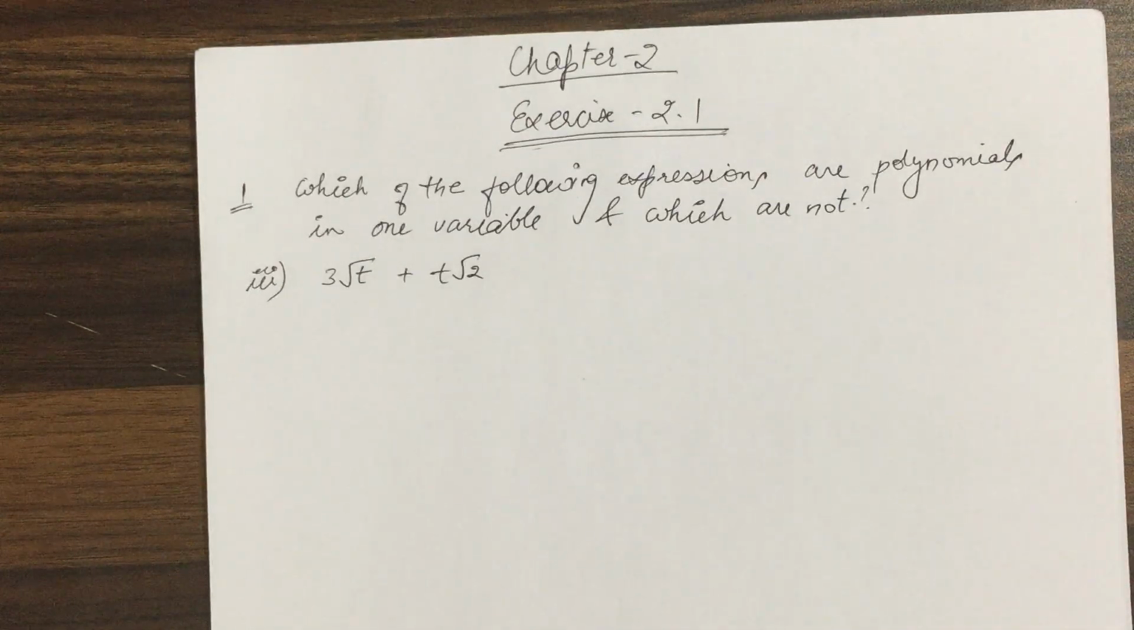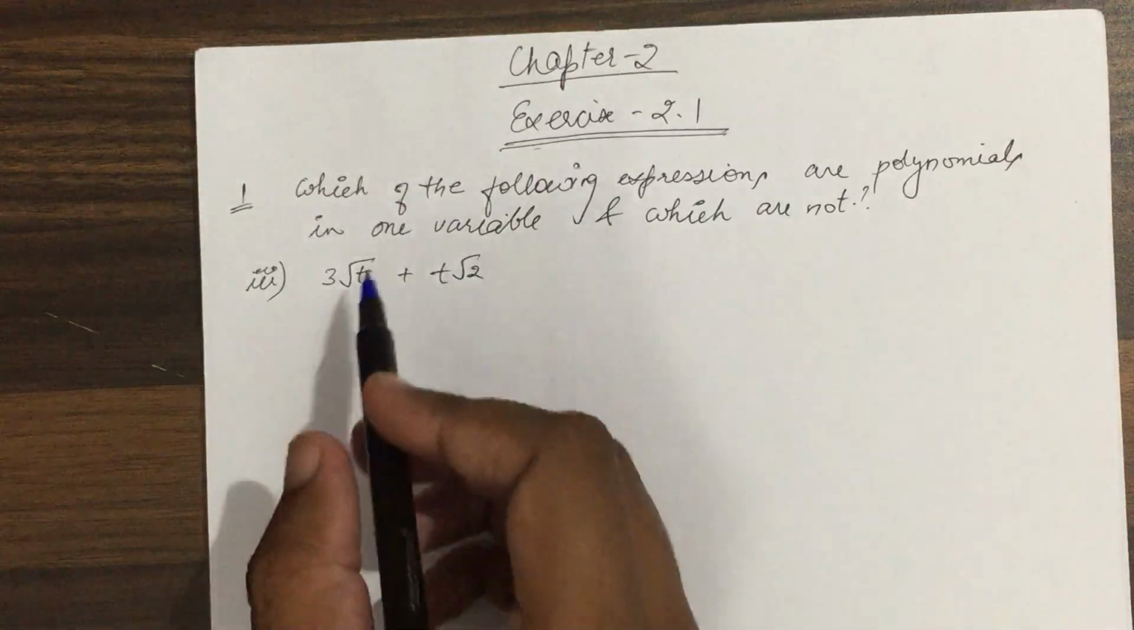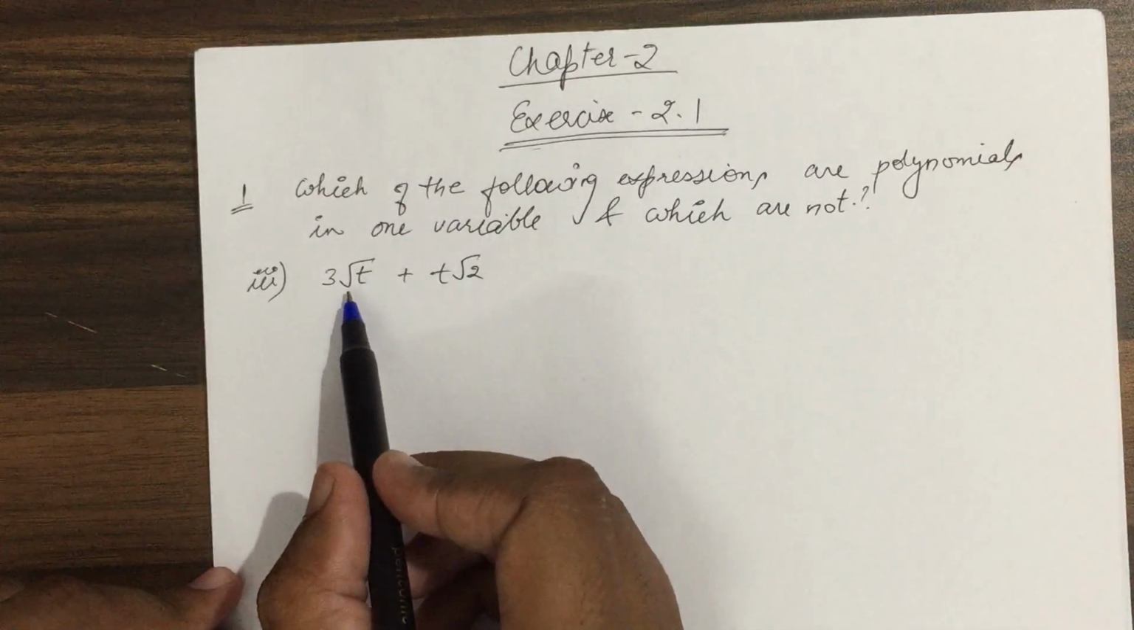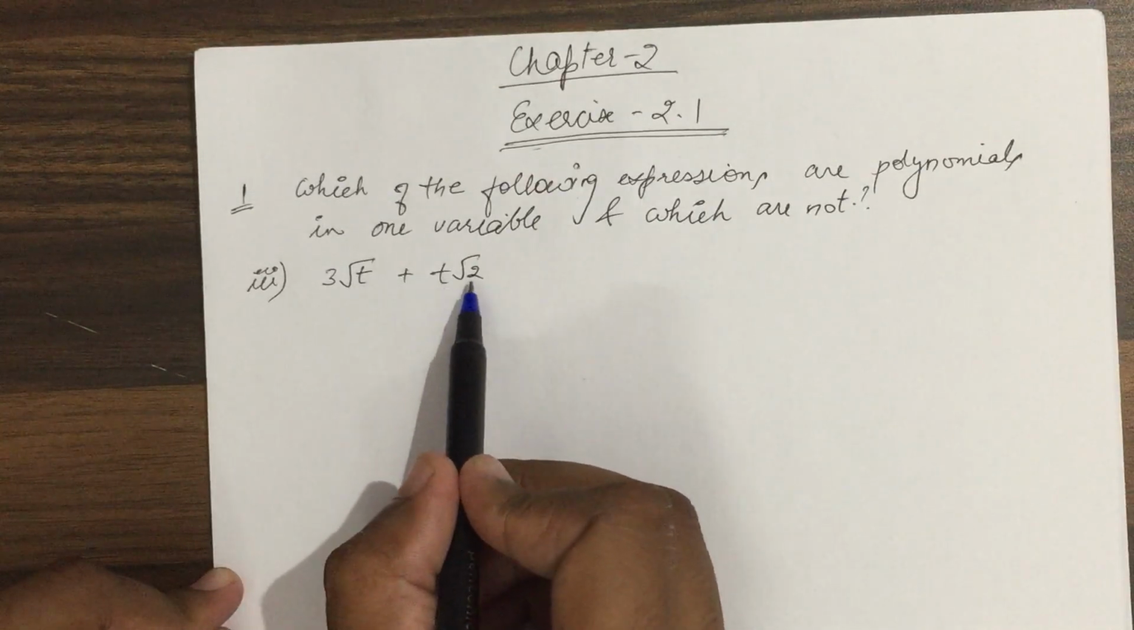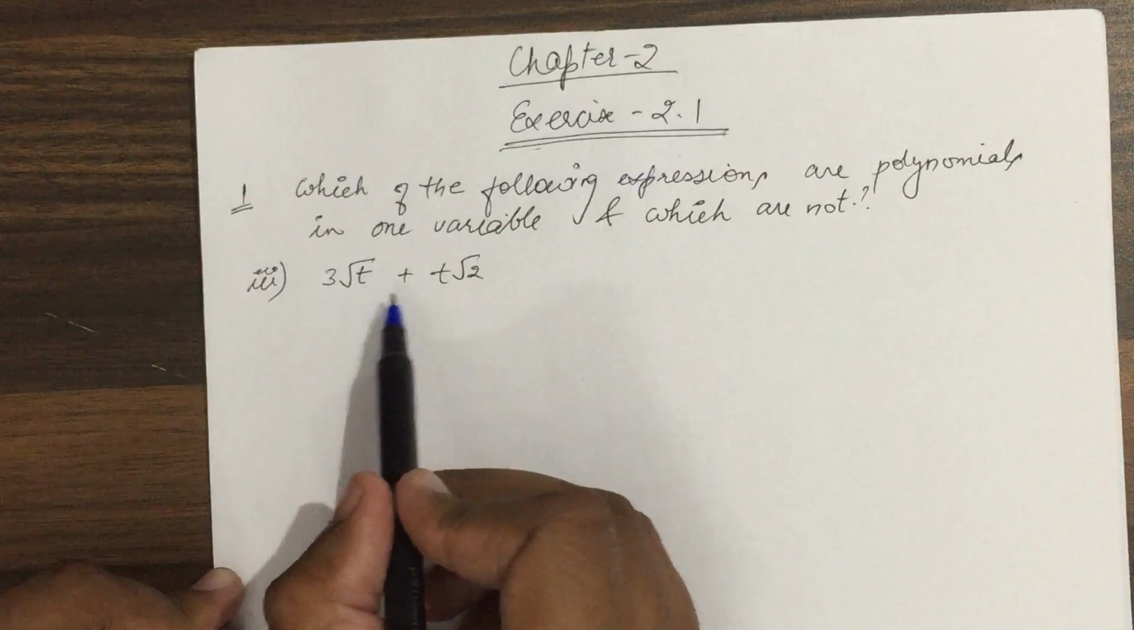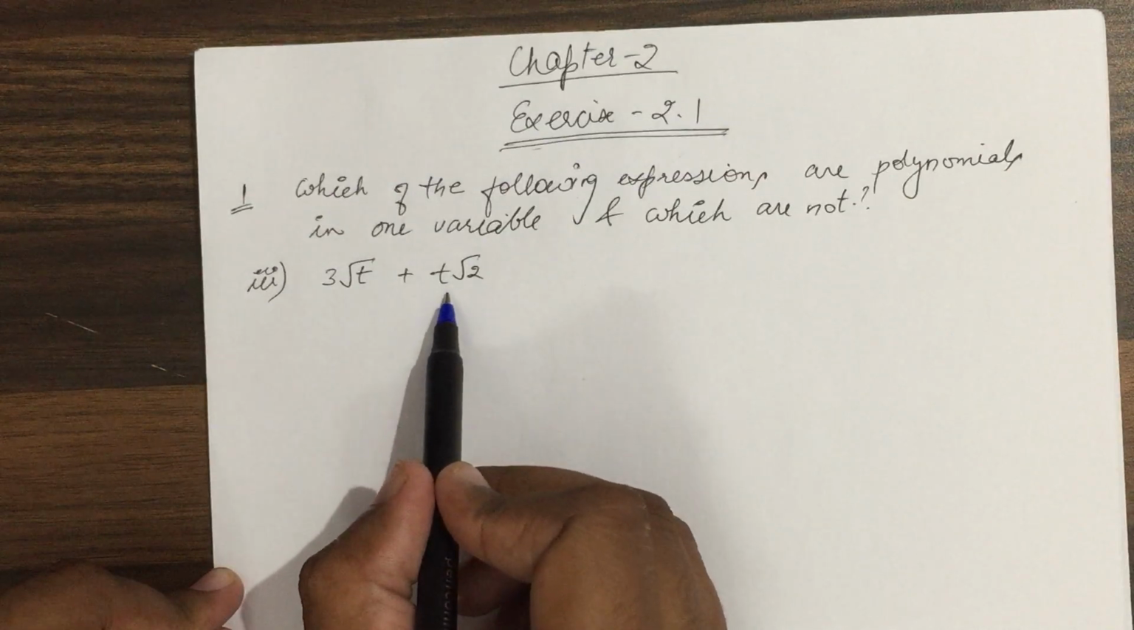The first question is, which of the following expressions are polynomials in one variable and which are not? Okay, you have to find which expressions are polynomials in one variable and which are not. Okay, the third part of question 1. It is given to you 3 root t plus t root 2. You have to find whether it is a polynomial in one variable or not.